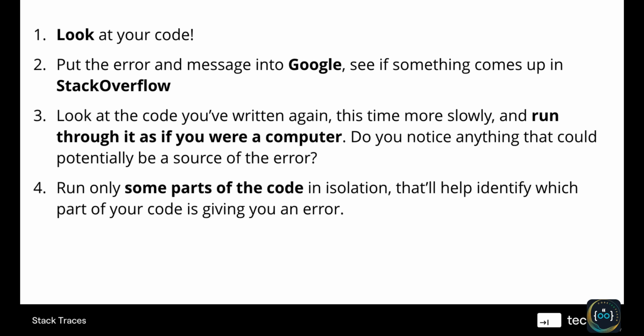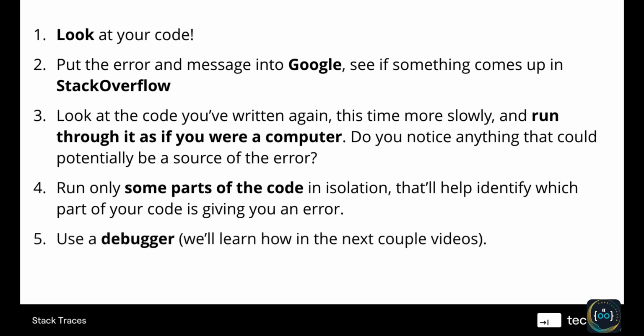And finally, if this doesn't work either, use a debugger. We're going to learn how to in the next couple of videos. PyCharm has an excellent debugger, and we're going to really be using that. That debugger helps you step through your code and identify what variables are. It lets you stop at a certain point in your code and inspect the current status of your program and so forth. It's really useful.